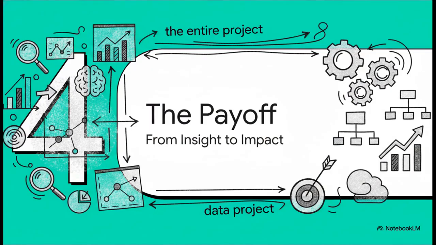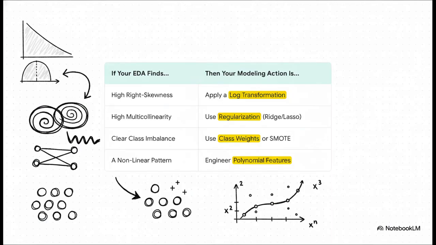Now we get to the payoff. This is what separates a junior data scientist from a senior one: the ability to connect every single finding from your exploration directly to a decision you make when you're building a model. This is how you show you're thinking about the entire project from start to finish. This slide is basically a golden ticket. You're not just listing problems, you're proposing solutions.